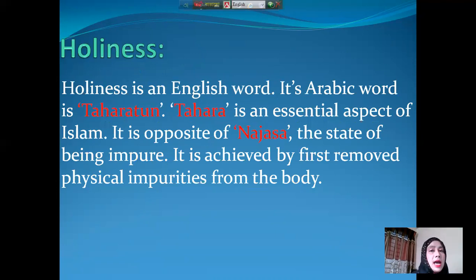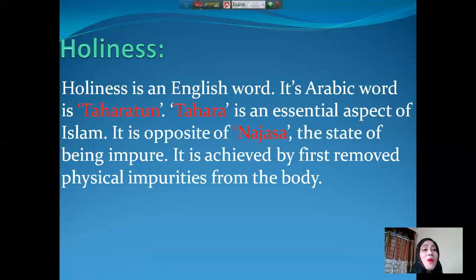Now, after seeing this slide, you can easily understand that we will discuss its meaning. Holiness is an English word. You know that its Arabic word is taharatun, and actually taharatun means holiness. But this word comes from tahara. Tahara means pure or holy, and tahara is an essential aspect of Islam. It is the opposite of najasa. And do you know what najasa is? From the previous topic, we already know this. Najasa means the state of being impure.